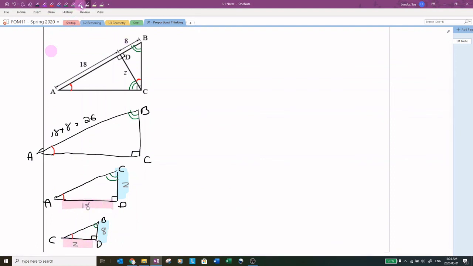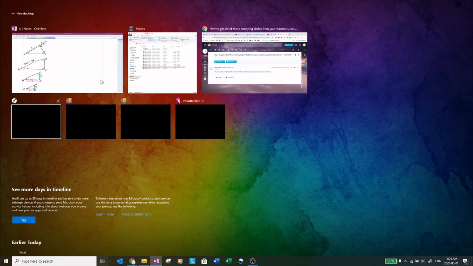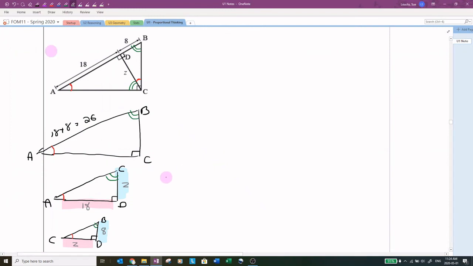So my proportion is going to be 18 over Z equals Z over 8. You might freak out: I've got Z's in two places. No, you don't need to freak out, okay? Remember, cross multiply and divide is a shortcut for two cross multiplications. What it actually is that Z times Z equals 18 times 8. So Z squared equals 144.